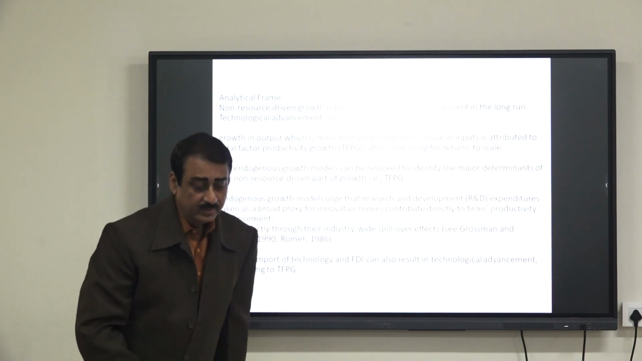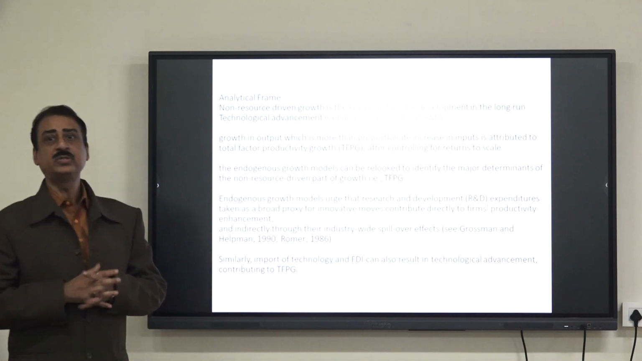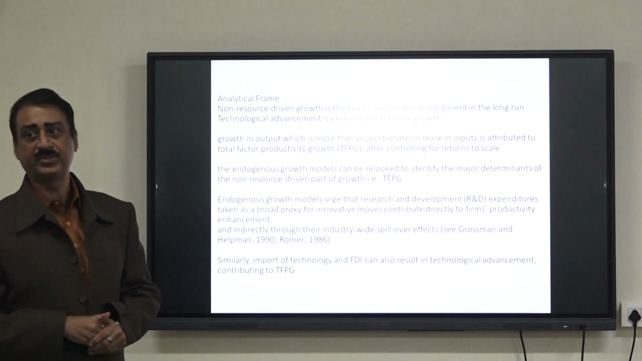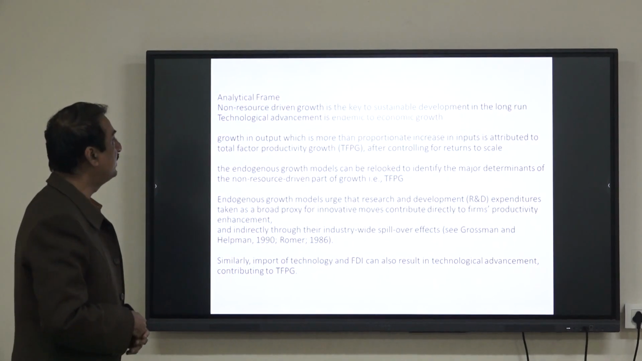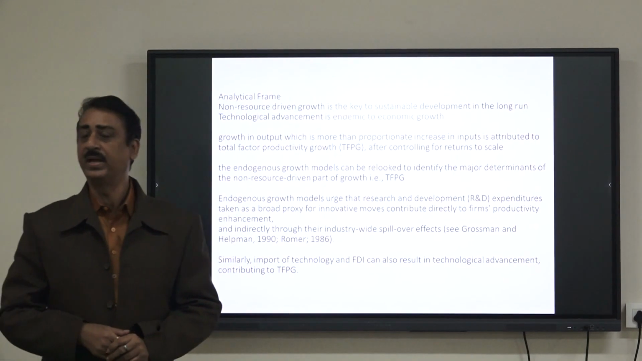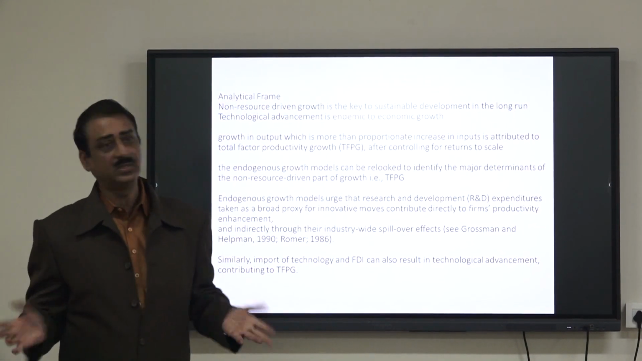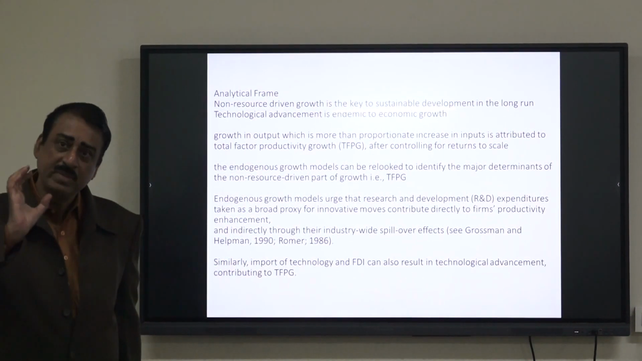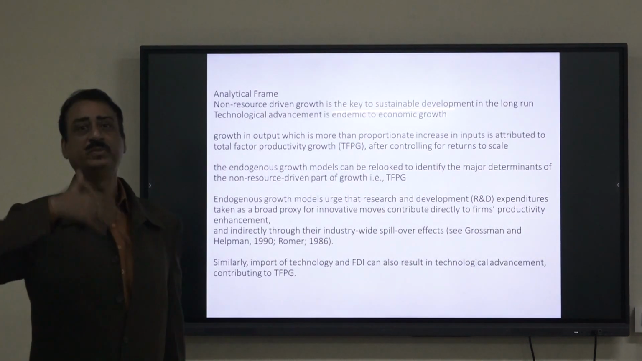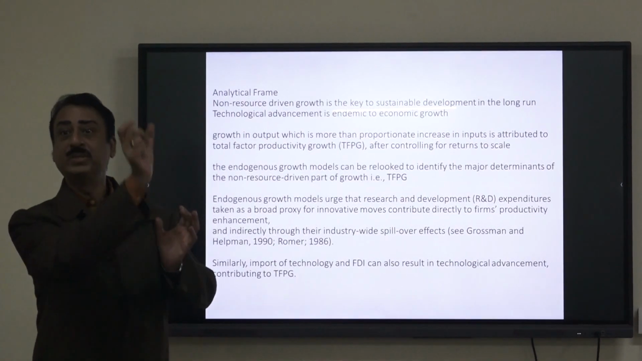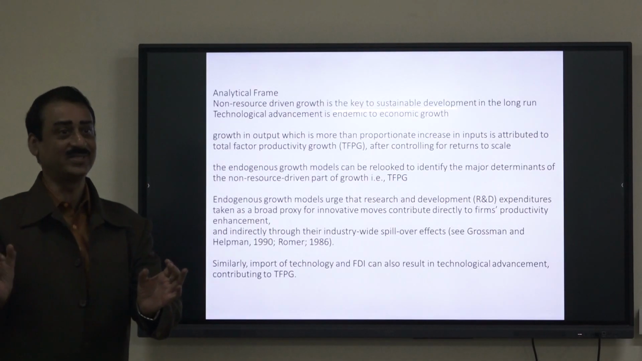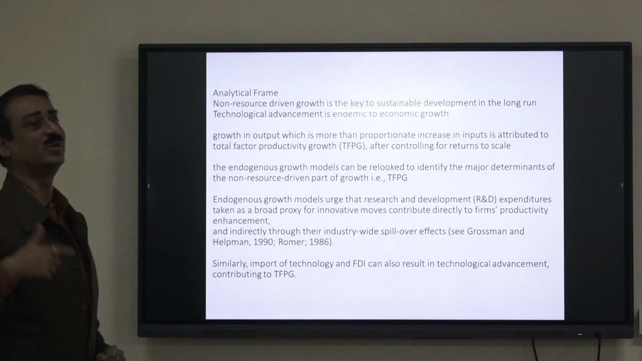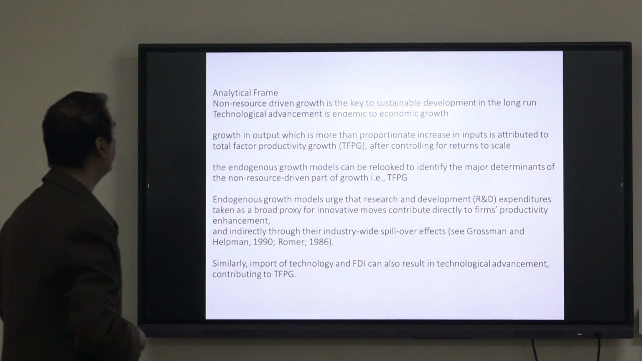So now we will talk about this concept: in what way our total factor productivity growth can be raised. Non-resource driven growth is the key to sustainable development in the long run. That is the key point. With high growth alone, there is no credit at all. You should be utilizing resources to the minimum possible extent, but your growth should be maximized. Then only the difference between output growth and the resource utilization growth will be large. And if that difference is large, it would mean that your total factor productivity growth is also high.